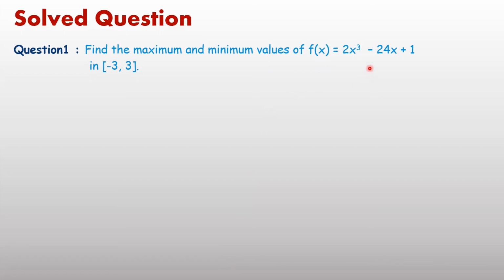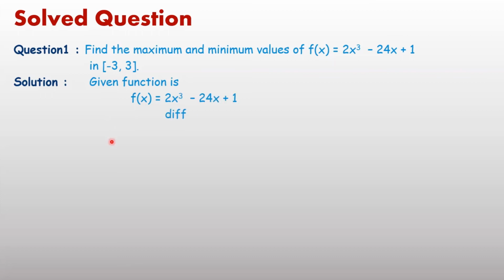f(x) is given as 2x³ − 24x + 1, in the interval −3 to +3. So in this interval we have to find the maximum and minimum value of the function. The process is the same. First step, note down f(x).